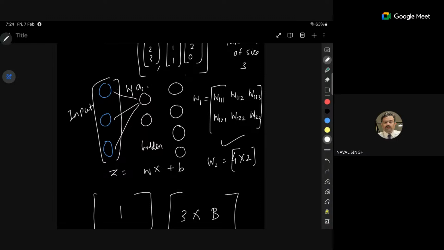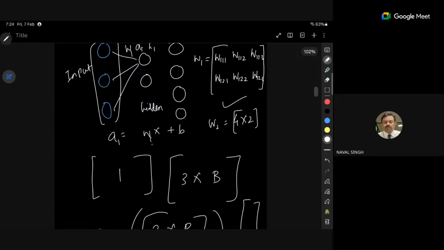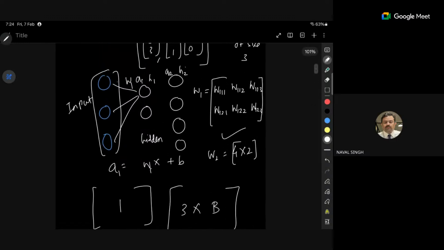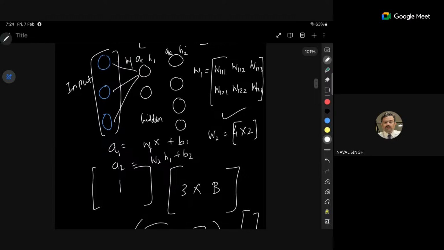So this will be A1. Then you'll get H1, then A2 and H2, right? You can take this as A1, which as of now is W1 X plus B. Then we take G of A1 equal to H1, so you apply a function like sigma on A1 to get H1. H1 is G of A1.